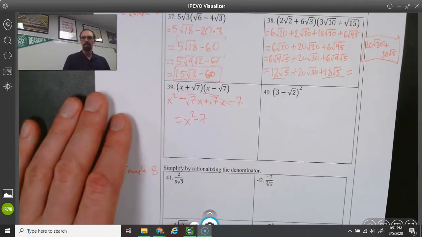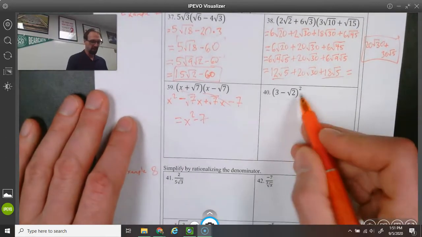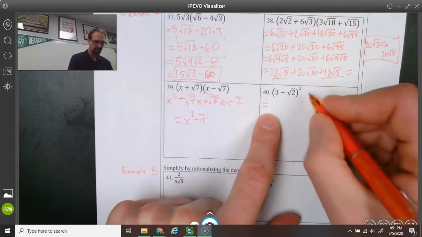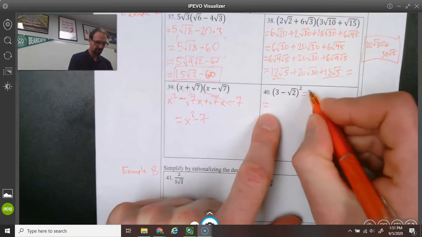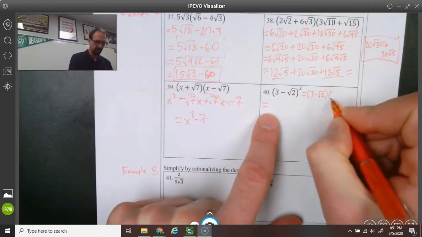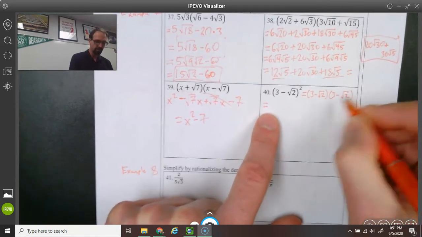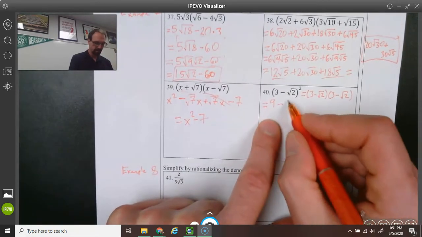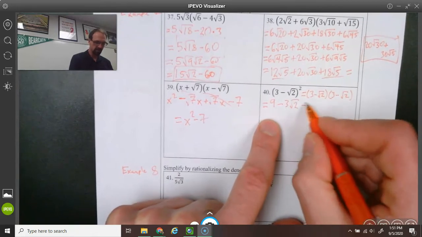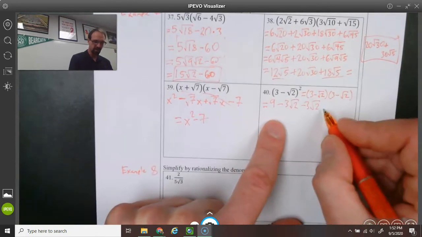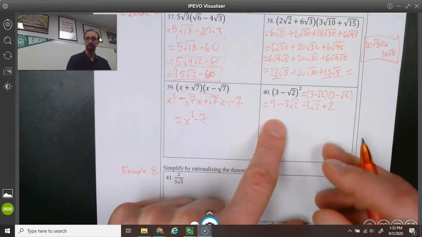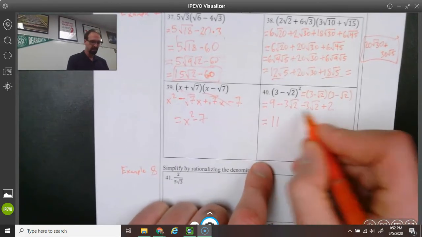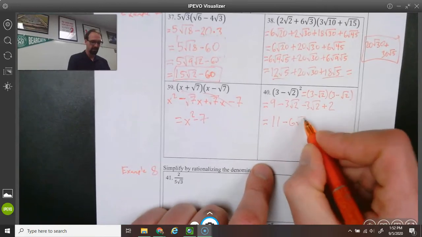And then 3 minus square root of 2, quantity squared. I'm going to write this out as 3 minus square root of 2 times 3 minus square root of 2. So 3 times 3, that's 9, minus 3 square root of 2 minus 3 square root of 2. And then plus 2 there at the end. So I can combine 9 and 2, that's going to give me 11. And then combine those, minus 6 square root of 2.